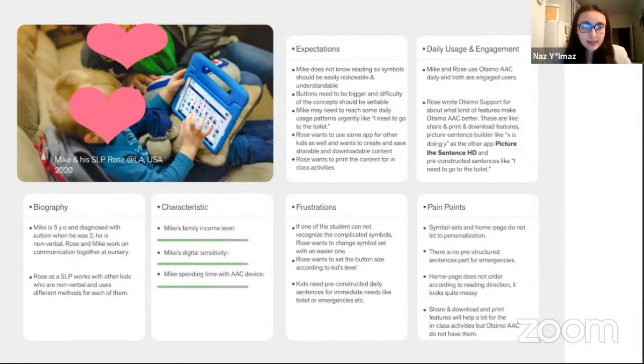This is Mike and his SLP Rose. What are their expectations? Mike does not know reading, so symbols should be easily noticeable and understandable. What are their frustrations? If one of the students cannot recognize the complicated symbols, Rose wants to change the symbol set with an easier one. What is their daily usage and engagement? Mike and Rose use Otsimo AAC daily and both are engaged users.